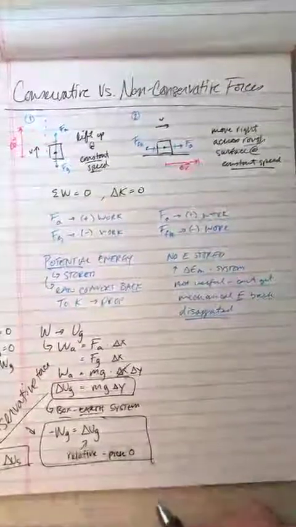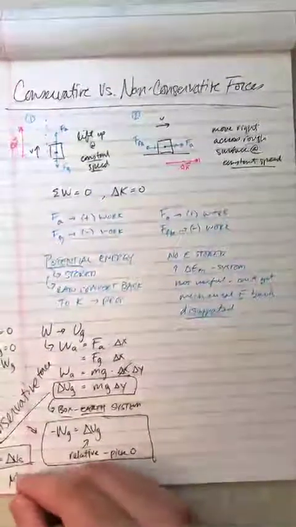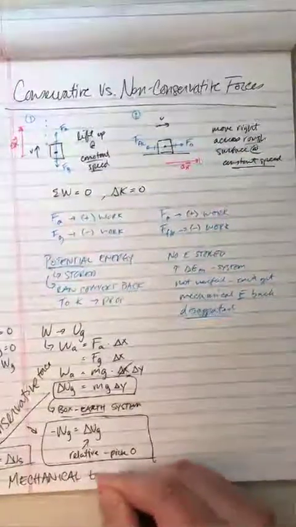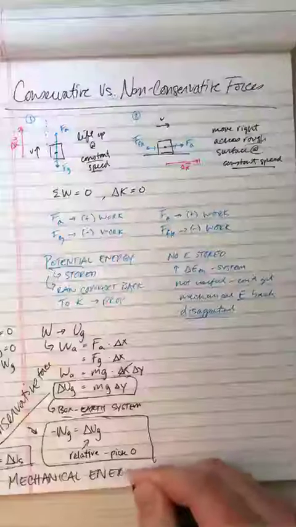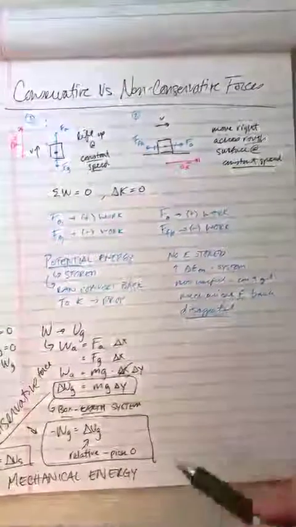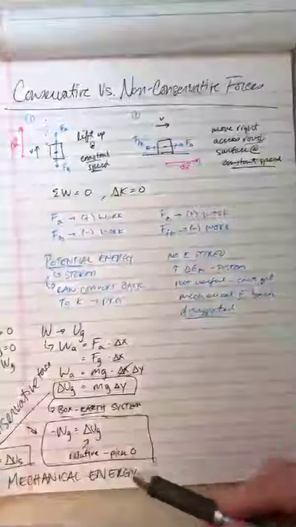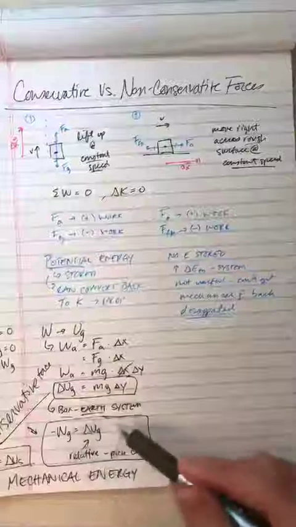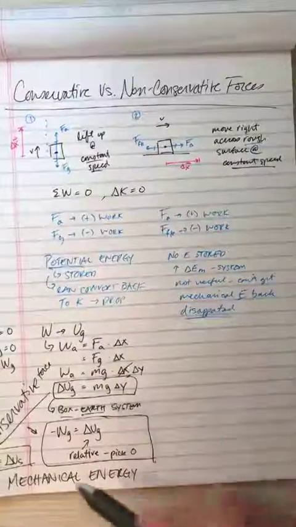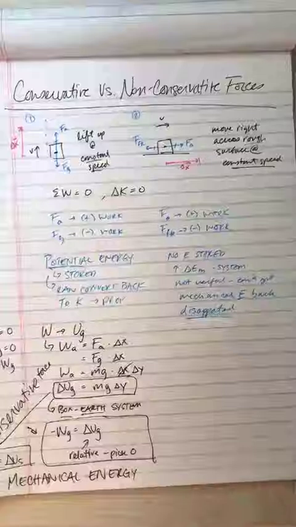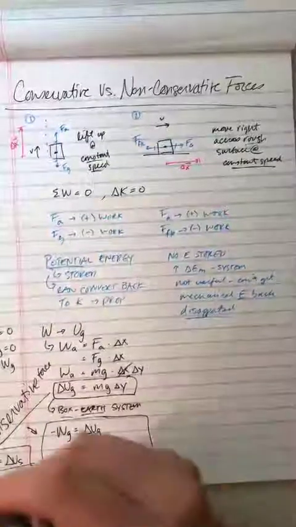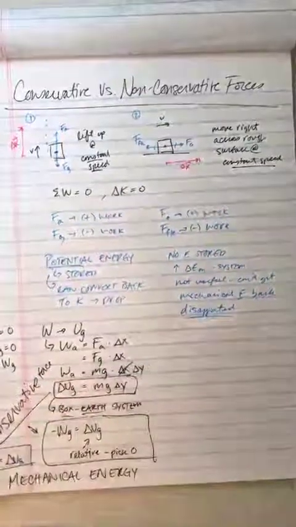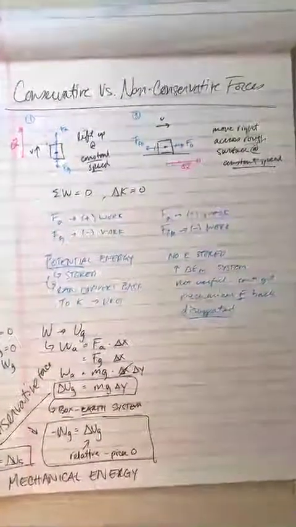But conservative forces are also associated with forms of mechanical energy. So we've learned already that mechanical energy is kinetic energy, energy of motion, and then potential energy, stored energy. And the two conservative forces that go into mechanical energy are the conservative force of gravity, stored in a gravitational field, and the conservative spring force, stored in what we call an ideal spring. I guess I should make that a little more specific. An ideal spring is one that doesn't deform when it's stretched or compressed.